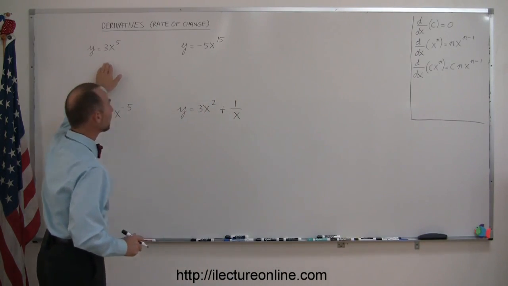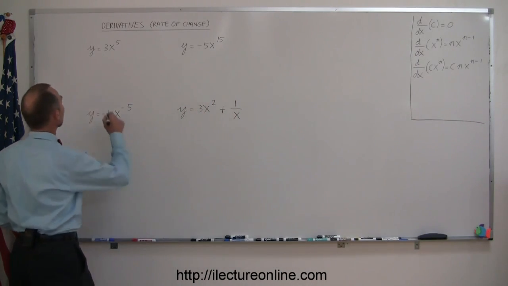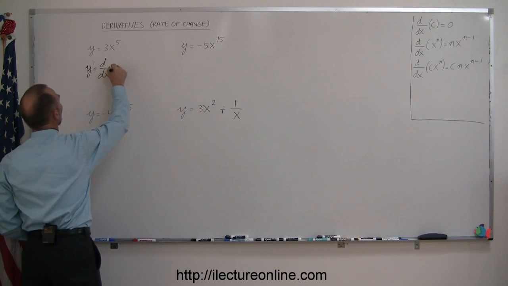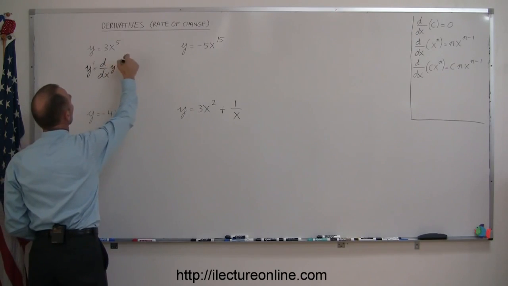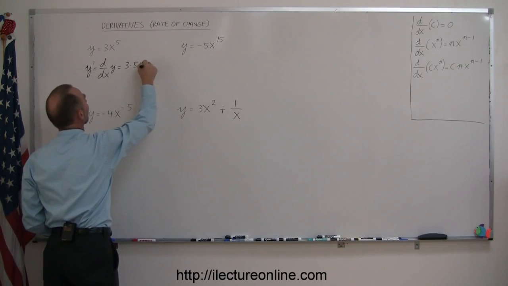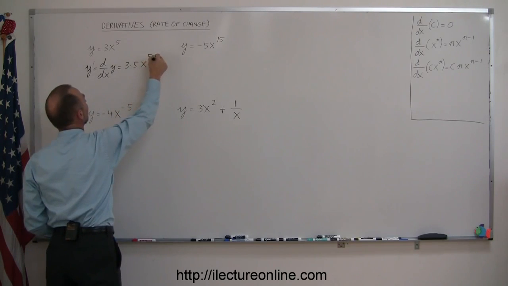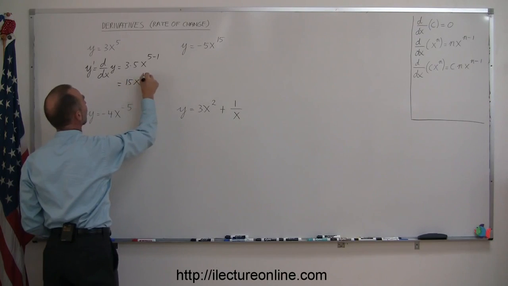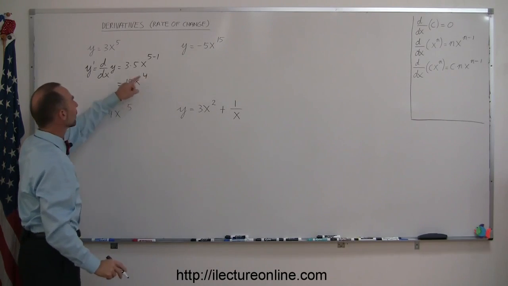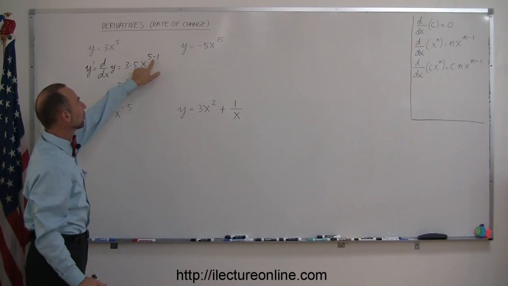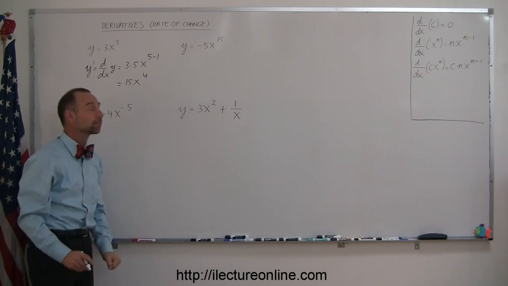So looking at this problem and looking at the general example there, we can then say that y prime, which is equal to the derivative, the d dx of y, is equal to 3 times 5. We bring down the exponent, times x to the exponent minus 1. And so this is equal to 15x to the fourth power. So again, the rule is that you bring the exponent down, you multiply it with a constant, and then you subtract 1 from the exponent.